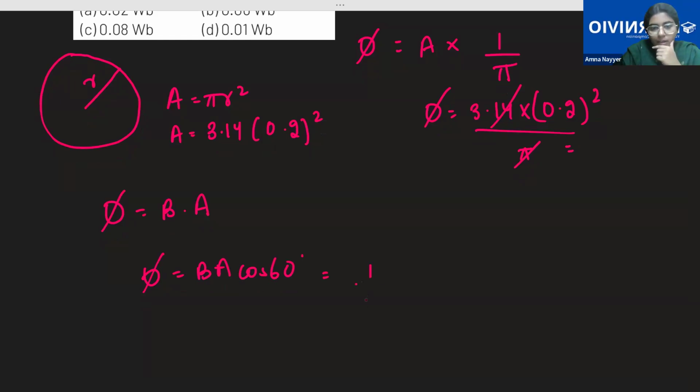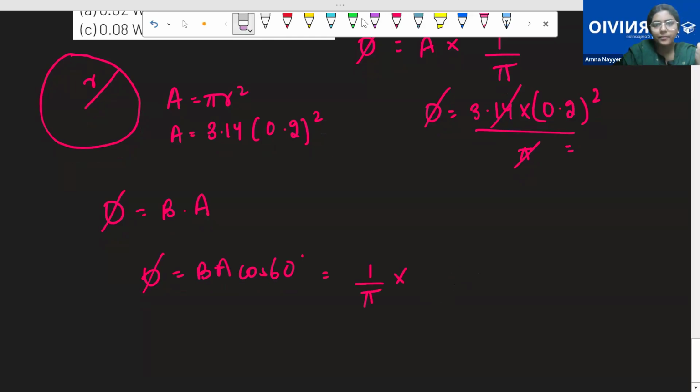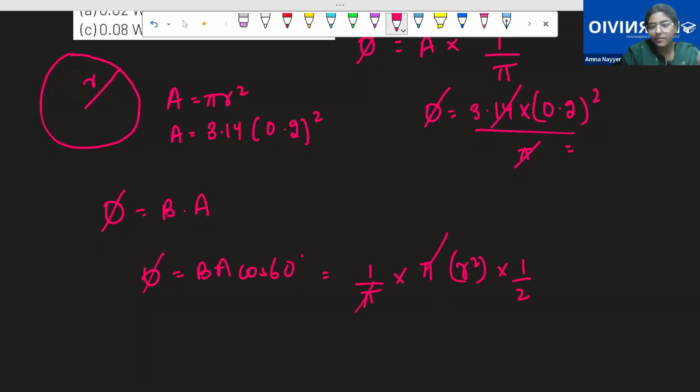That will give us 1 by pi into the area, which was pi r square, into half. Pi will be cancelled. This will be 0.2 into 0.2 divided by 2. This becomes 0.1, which is equal to 0.02 Webers. This will be the answer.